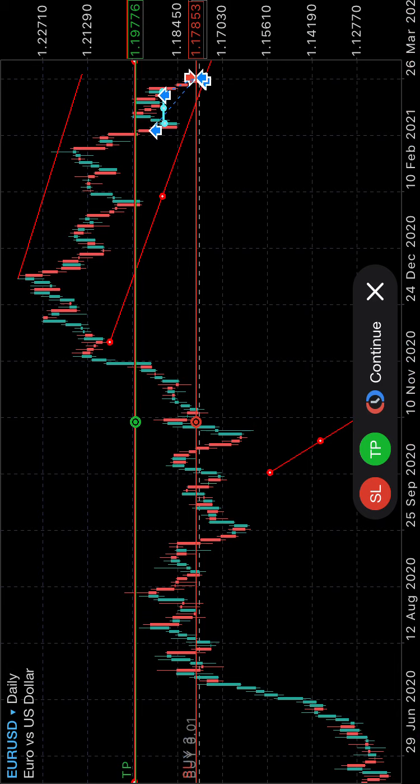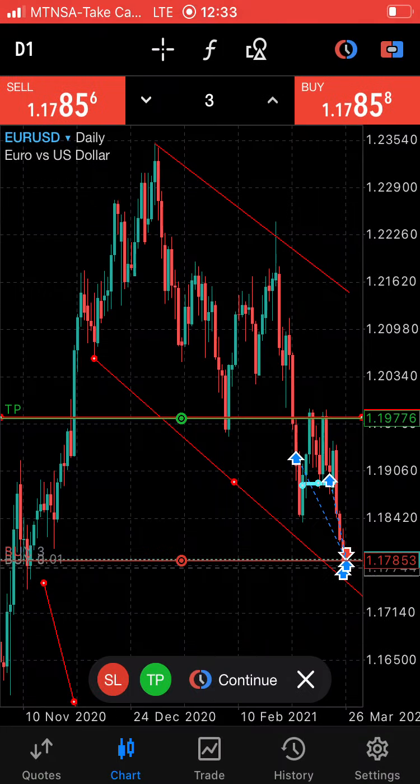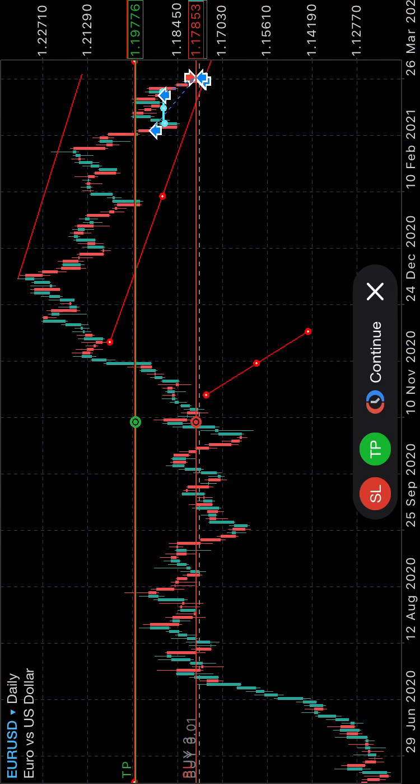I can see now here. Let me use this thing as a cursor. If you can see here, price has been resisting for quite some time. Because it has been resisting for quite some time, and now it's also hitting a resistance line, I'm expecting it not to go past this area right here.